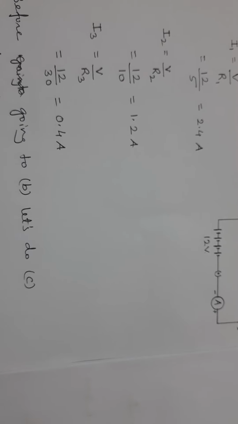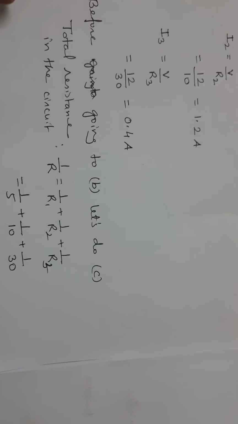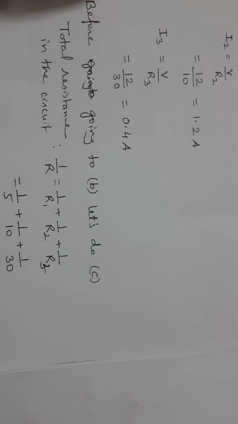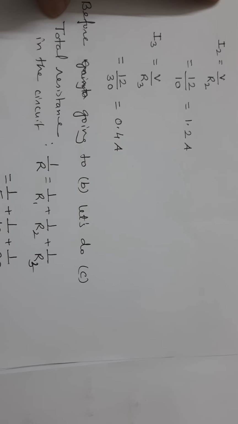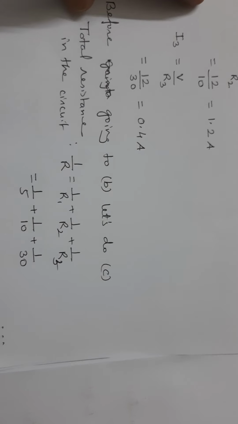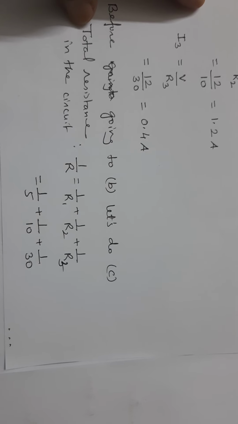Before going to B and C, let's see total resistance. How to find total resistance in parallel? We have that particular formula, 1 upon R is equal to 1 upon R1 plus 1 upon R2 plus 1 upon R3. So we have 1 upon 5 plus 1 upon 10 plus 1 upon 30.